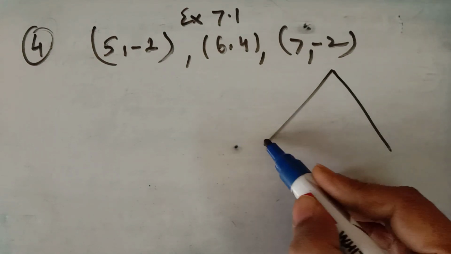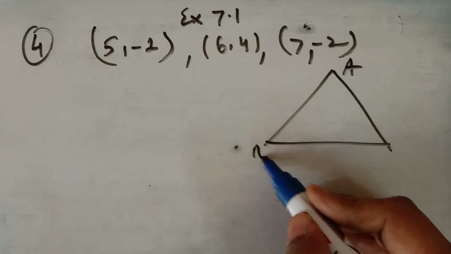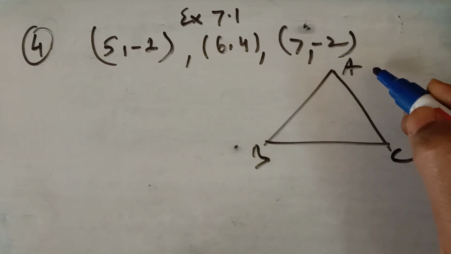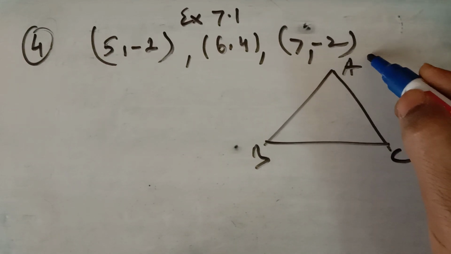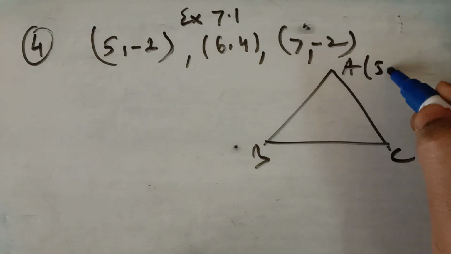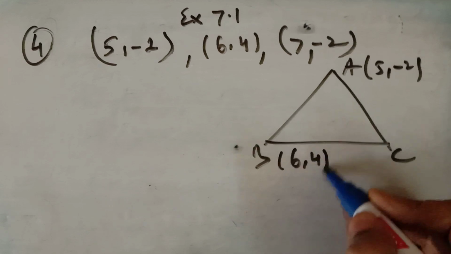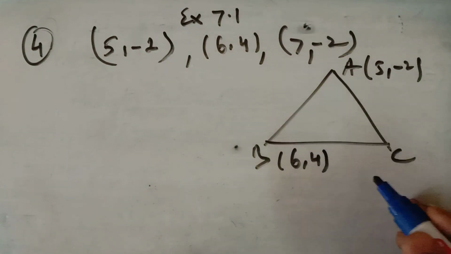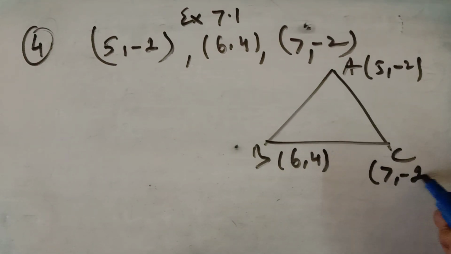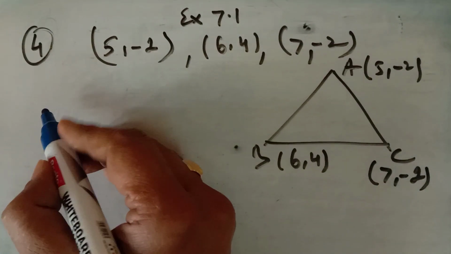are the vertices of an isosceles triangle or not. Now you know that an isosceles triangle is one whose two sides are equal, or the lengths of two sides of the triangle are equal. So let these 3 points be A, whose coordinate is (5, -2), the second point B, whose coordinate is (6, 4), and the third point C, which is (7, -2). Now you have to find whether it is an isosceles triangle or not.